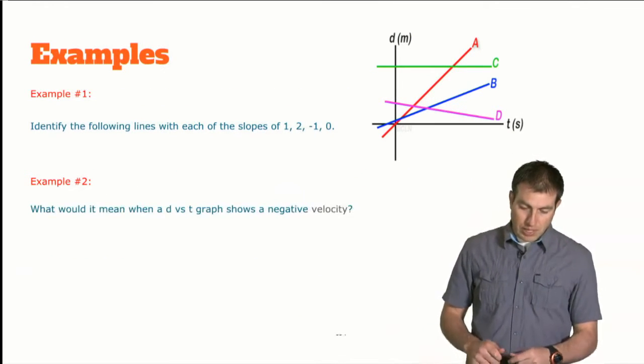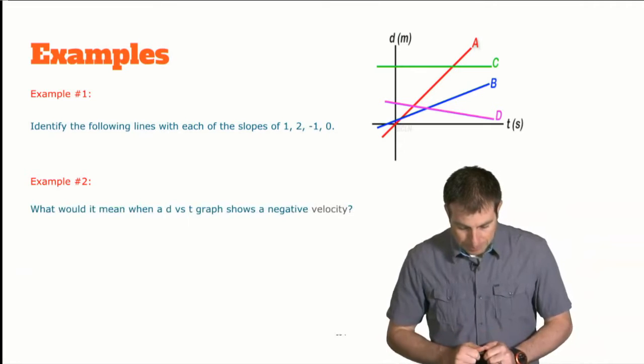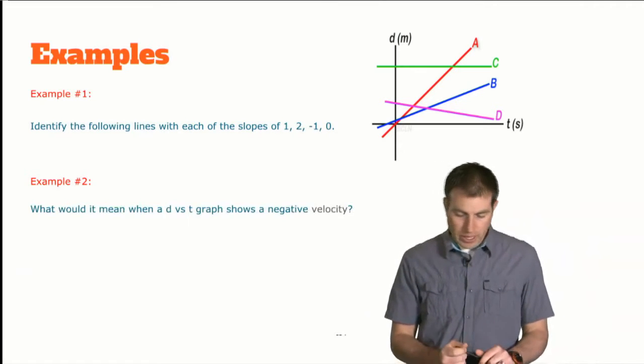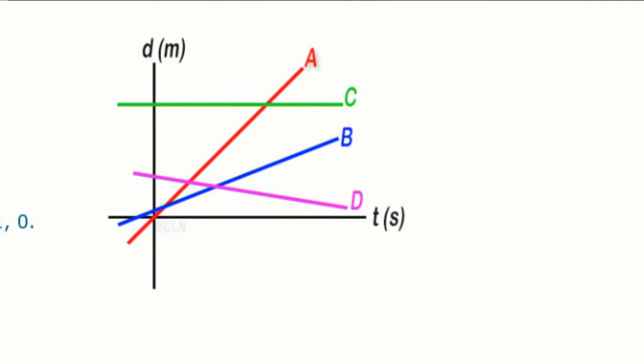All right, let's do some examples. We have 4 lines here, A, B, C, and D, different colors. And we are asked to figure out which one has a slope of 1, which one has a slope of 2, which one has a slope of -1, and which one has a slope of 0. So let's maybe start with the easy one. Which line has a slope of 0? That's probably not too difficult. Just throw the letter into chat. 0 slope.